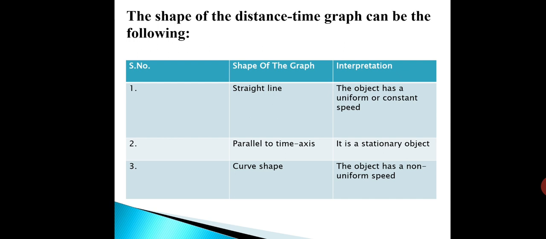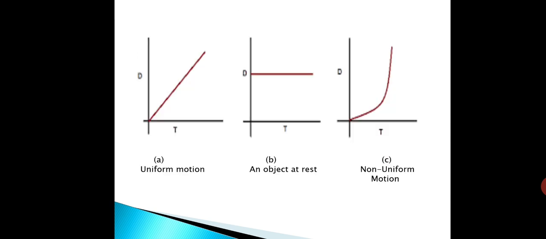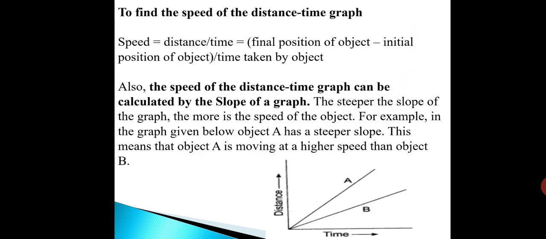Okay, this straight line. So a straight line is uniform motion. If it is parallel to the time axis, that means your object is at rest. If it is not parallel, if it is showing a curve, that is non-uniform motion. So the steeper the graph, the more is the speed.